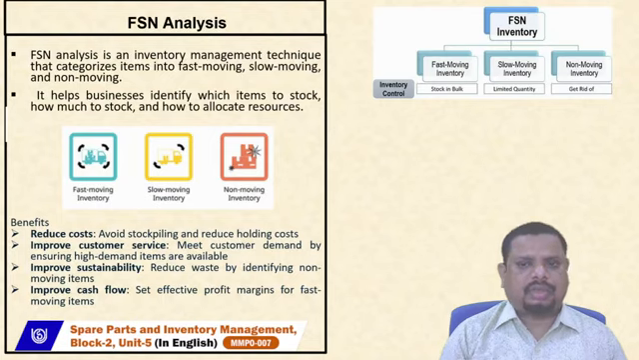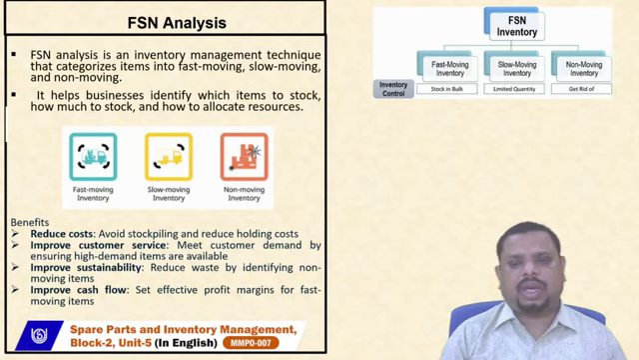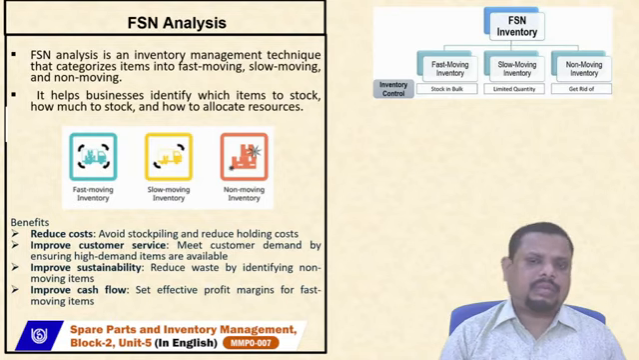If you observe the block diagram, for fast moving inventories, inventory control is applied, that is, stock in the block. In case of slow moving inventories, we have limited quantities, and for non-moving inventories, it means get rid of them. So these are the different policies applied by organizations to control inventory levels.